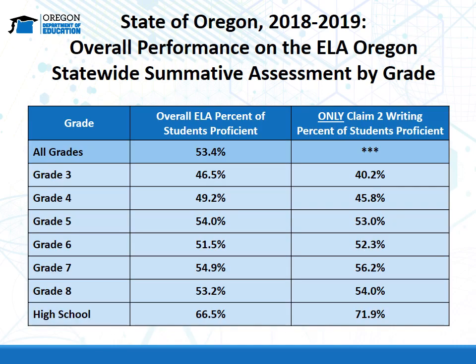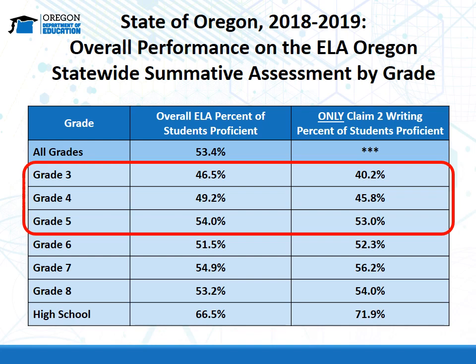The following table includes information on the overall performance for the English Language Arts Oregon Statewide Summative Assessment by grade during the 2018-2019 administration year. The middle column contains the overall percent of students identified as proficient on the Oregon Statewide Summative Assessment for English Language Arts in 2018-2019. The third column provides the percent of students identified as proficient by looking at only Claim 2 writing on the Oregon Statewide Summative Assessment for English Language Arts in 2018-2019.